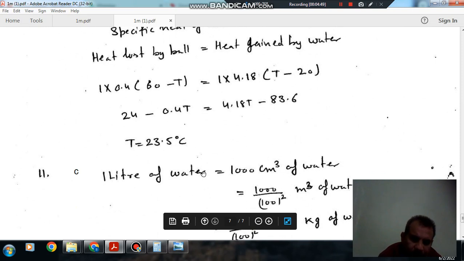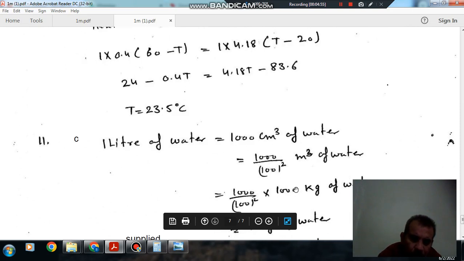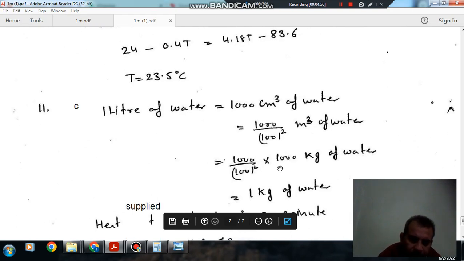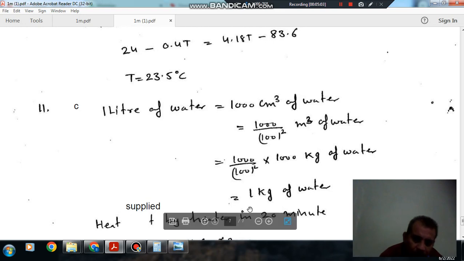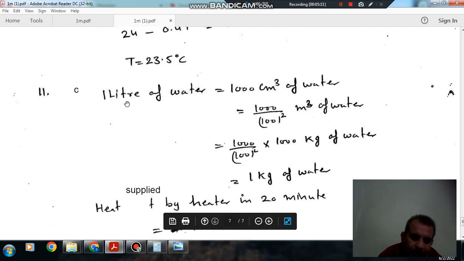Okay, 1 liter is 1000 centimeter cube, or in terms of meter it is 1000 by 100 cube. As density is 1000, we can find out the mass of the water of 1 liter of water. So that is 1 kilogram of water. Performing these calculations, we can find the relationship between 1 liter of water and 1 kilogram of water. As there is 40 liter of water, there is 40 kilogram of water.